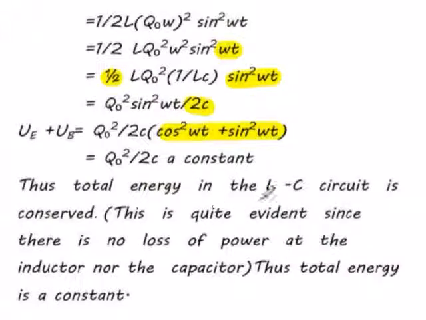Thus, the total energy in the LC circuit is conserved. This is quite evident since there is no loss of power, as we have already seen, at the inductor nor at the capacitor. Thus, total energy remains a constant.